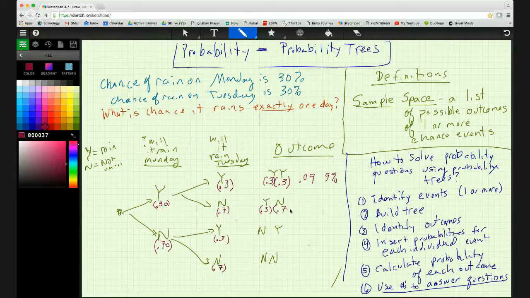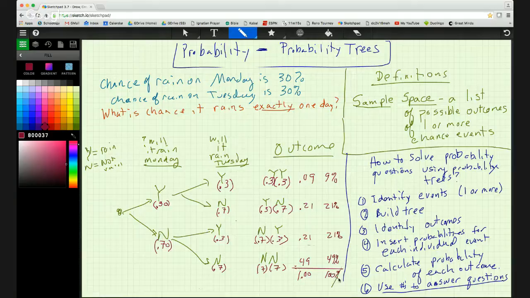Now, for our outcomes, we simply take our probabilities along that branch. That's 0.3 times 0.3, so the chance it'll rain 2 days in a row is 0.09, 9%. The chance of yes rain, no rain is 0.3 times 0.7, 0.21, 21%. No rain, yes rain, also 21%. And no rain, no rain is 0.7 times 0.7, 0.49, 49%. Now notice, if we add this up, 49 and 21 is 70. 70 and 21 is 91. 91 and 9 is 100%. So we get 1, or 100%.